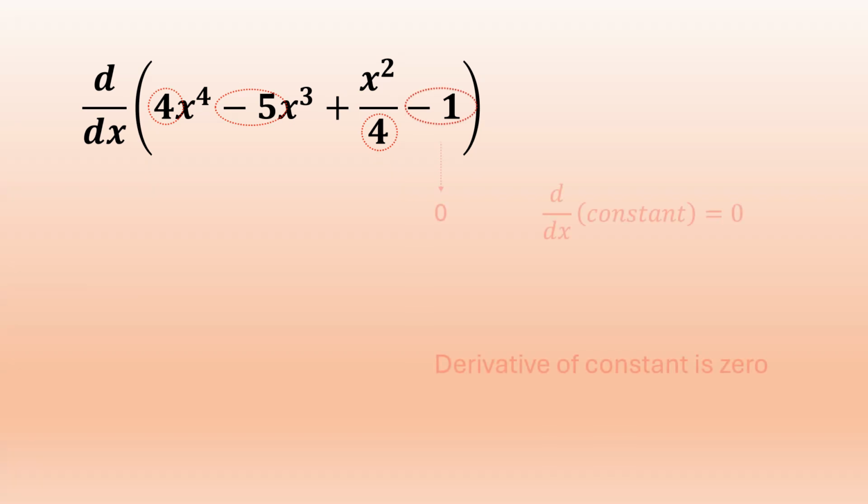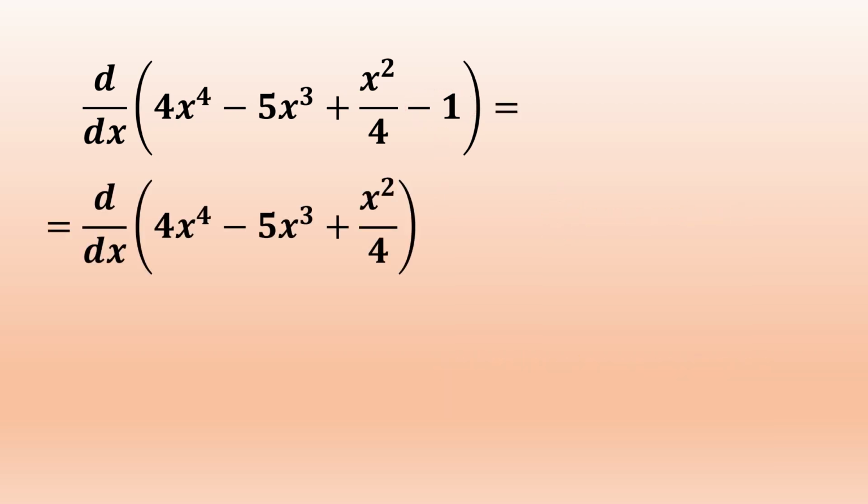The first step is easy. Find all isolated constants. Their derivative is always 0. That means that this term vanishes. The resulting function is slightly simpler, and it is 4x to the power of 4 minus 5x cubed plus x squared over 4. Now we need to apply a formula for derivatives of the polynomials.